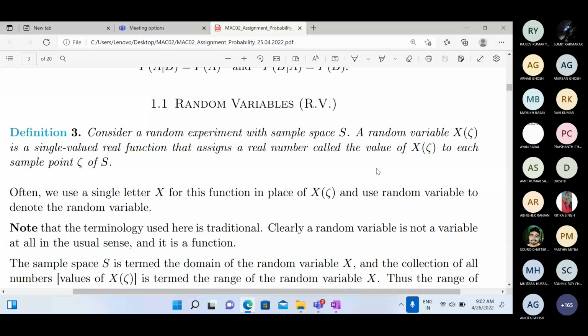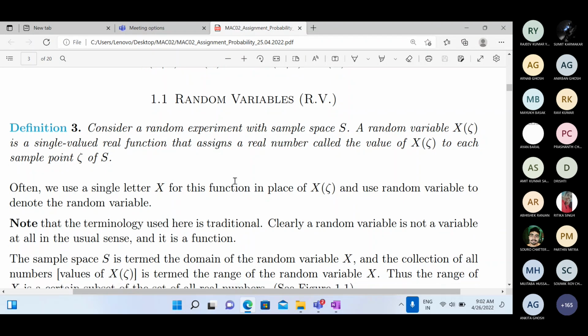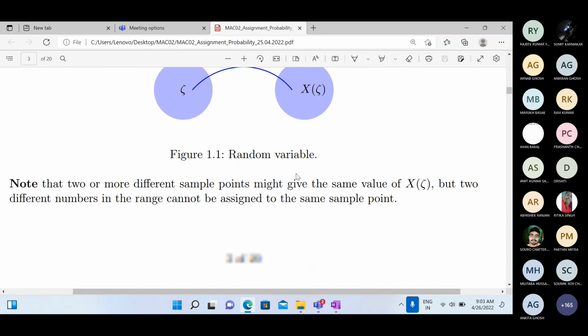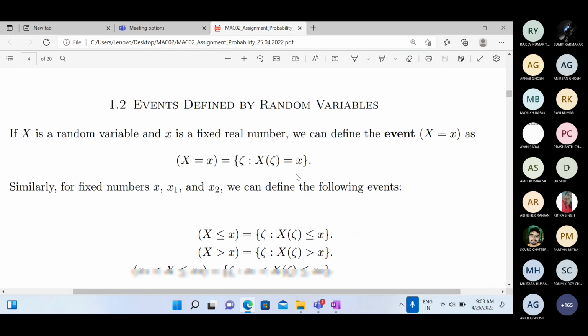A random variable, we denote by X of zeta, or generally we denote only X, is a single valued function that assigns a real number, called the value of X of zeta or X, to its sample space S. So we have defined it like this way. This is a function from S, the sample space, where any point maps to a real number. That's why X is a subset of R. And now we have defined some other definitions.